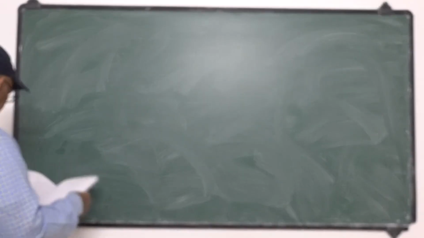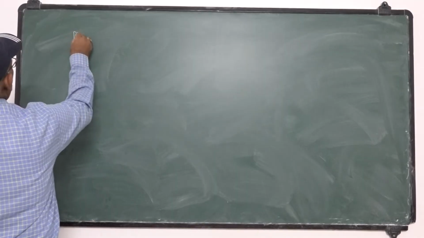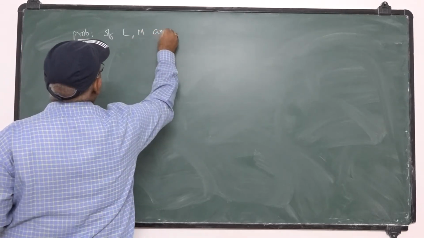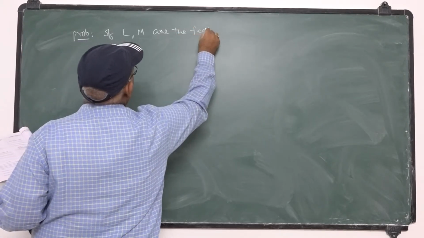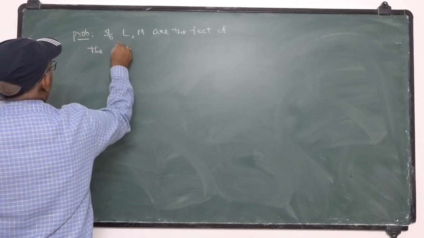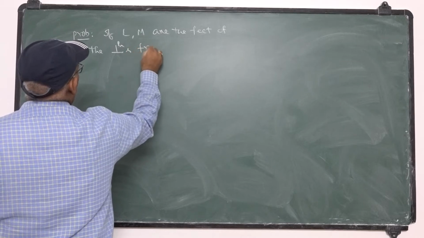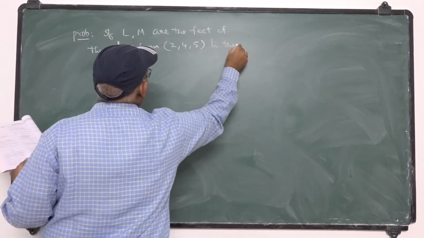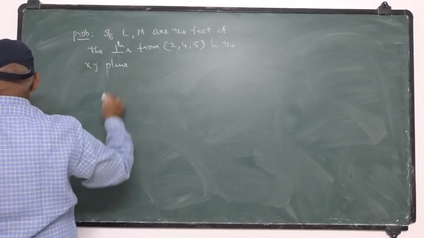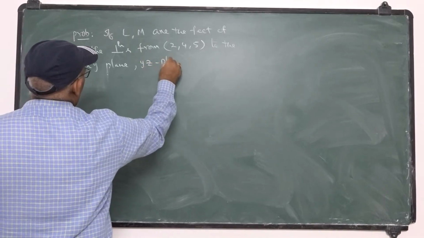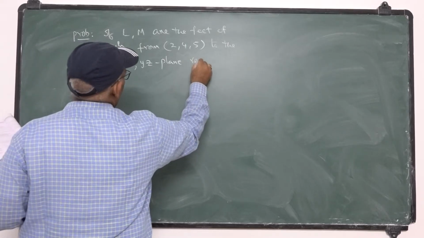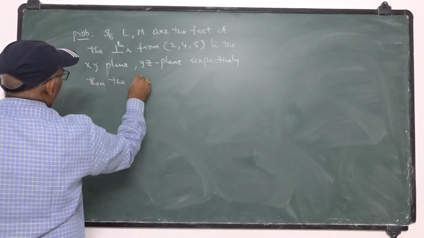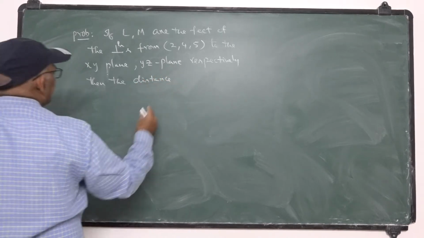Let us take this problem. L, M are the feet of the perpendiculars from (2, 4, 5) to the XY plane and YZ plane respectively. Then the distance LM is.